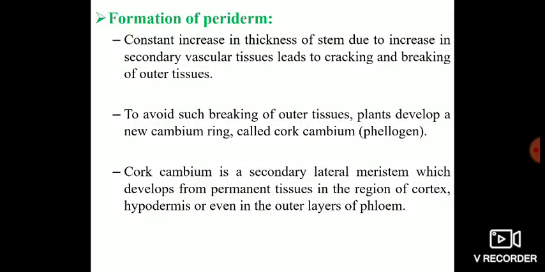Today we will talk about periderm, how periderm formation takes place, what periderm is constituted of, and what the functions of periderm are.